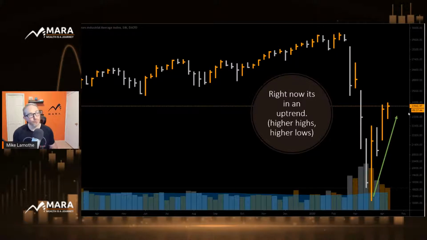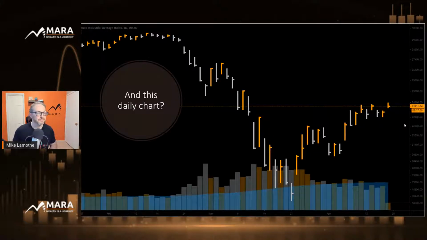In its most recent trend, coming up off those lows, it actually started a short-term uptrend where you had a series of higher highs and higher lows, and it was doing that for about a month. Now, when you come over here and look at this daily chart, again, same period, different time frame, looking at it from all these different perspectives.